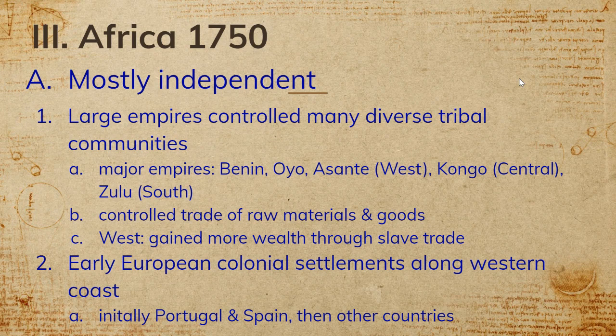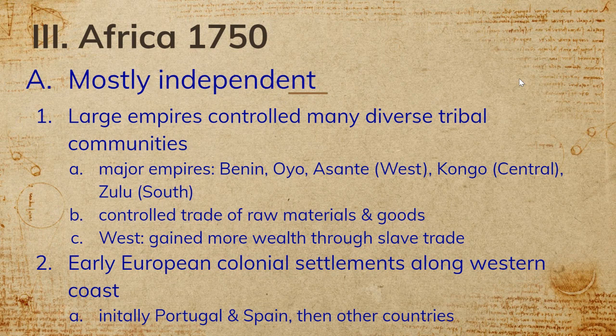Speaking of Africa, at this time in 1750, they haven't really been colonized yet. I promise we're in the home stretch, y'all. We're getting there. Africa at this time, they're mostly independent, meaning that the region has not been colonized. And instead, there are large empires controlling many diverse tribal communities. Africa has thousands of tribal communities, small regional areas. I think there's more than 1,000 dialects spoken in the African continent, and probably more so at this time.